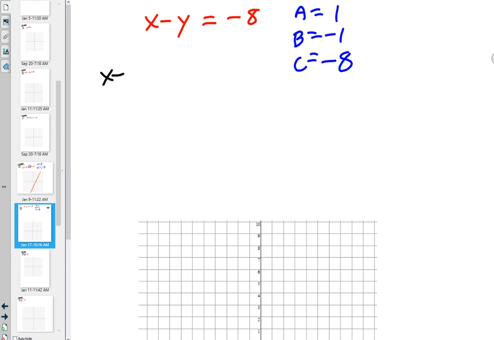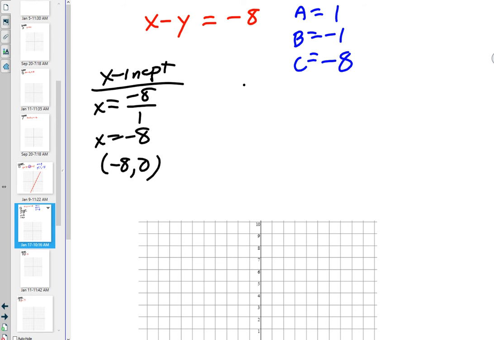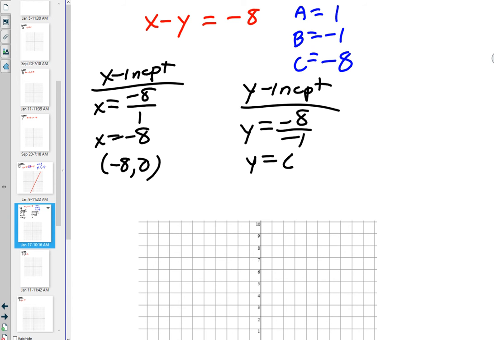So here we go, x-intercept. What was the formula for x-intercept? C over A, good. So -8 over 1, which is -8. I'm going to touch the x-axis at -8, 0. Y-intercept though. C over B. Oh, I thought you said -8 over B. No, yeah, C over B. The y-intercept is C over B. -8 over -1 is 8. 0, 8.